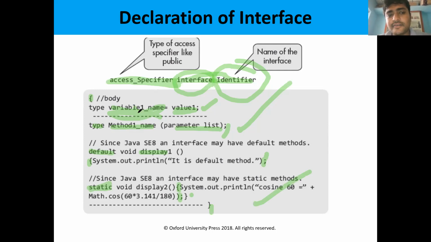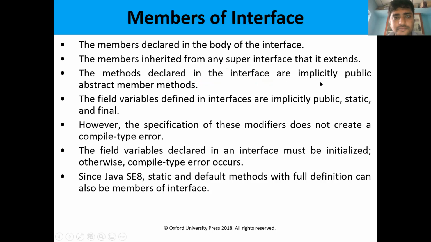So an interface consists of constants and abstract methods. Whenever we want the method definition to be included in the interface, then we can use default and static. So the members of an interface are generally constant values, that is constant variables that can be treated as literals, and then abstract methods. So these are the members of an interface.